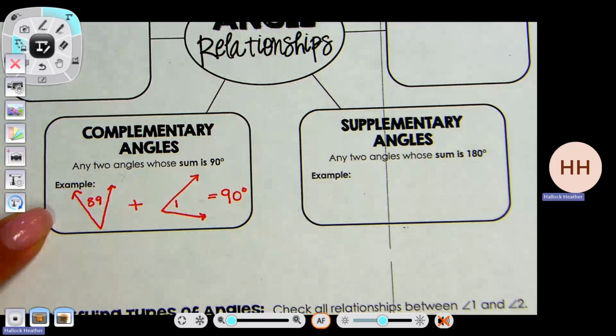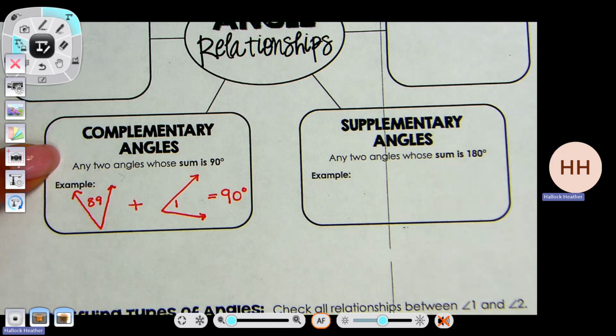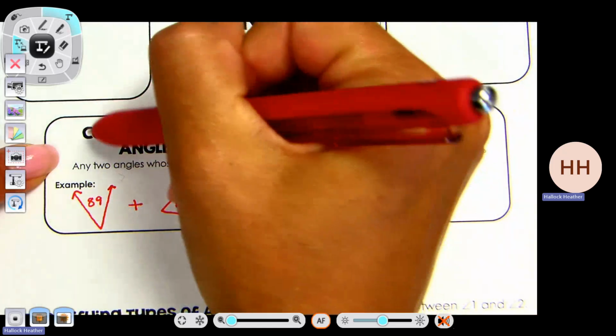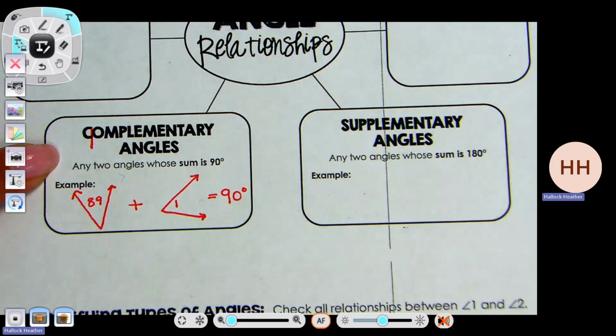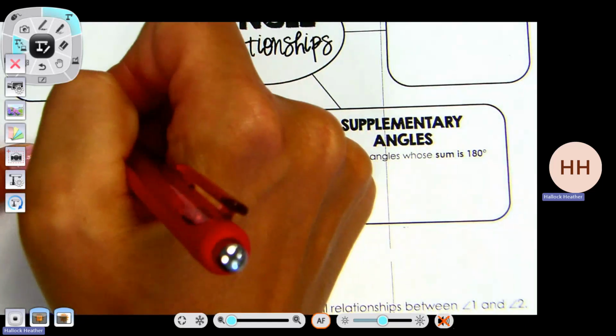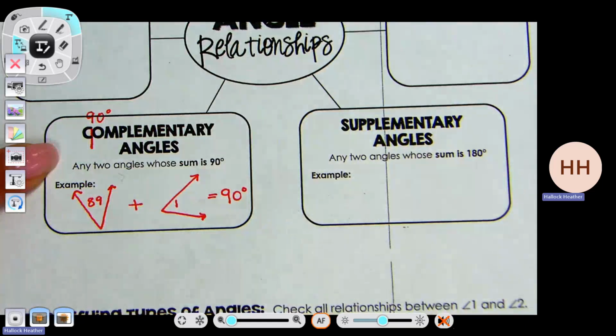The way to remember the word complementary, because it's a vocabulary word you're going to need to know, is if I take the C in complementary and draw a line, so everybody draw a line on your C, it makes it a 9. The 0 next to it represents the 0. So this makes 90 degrees. The O makes the 0. The 0 makes the O.